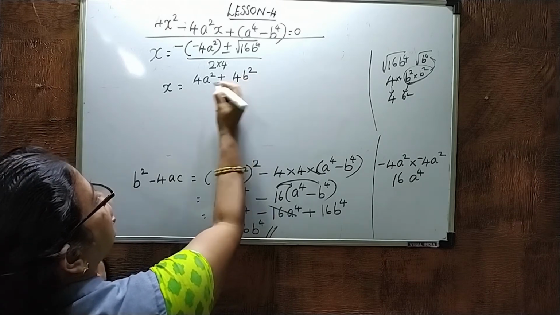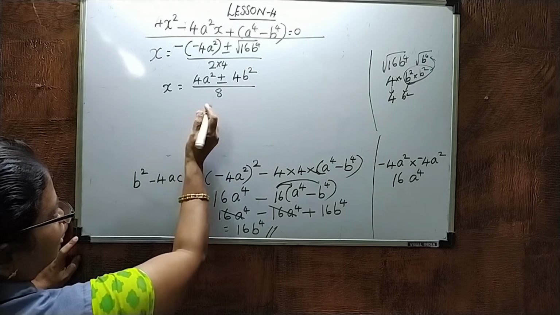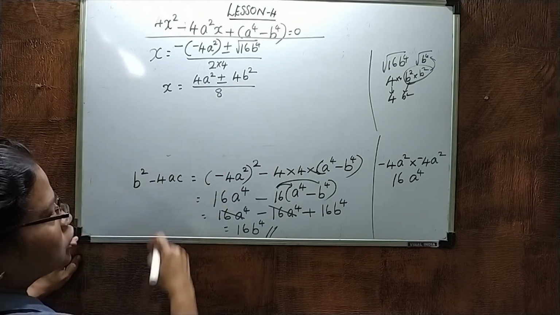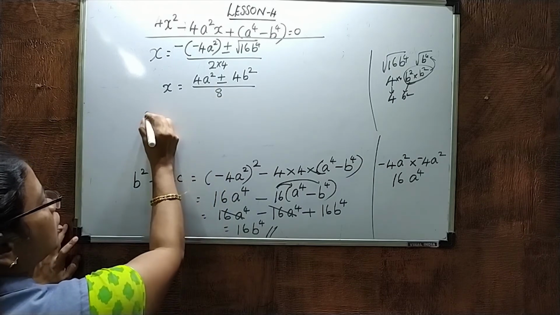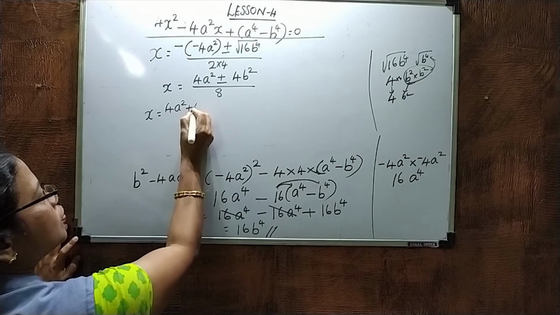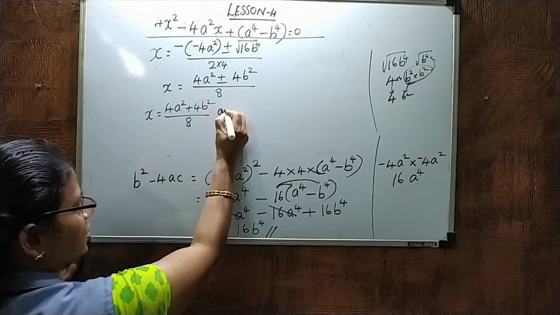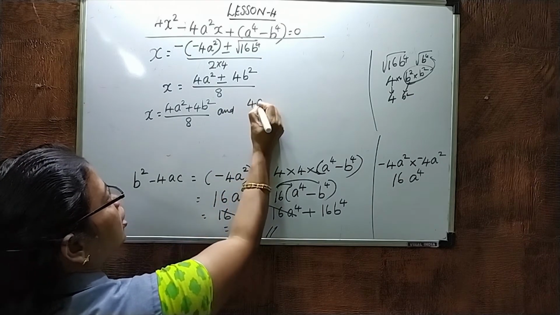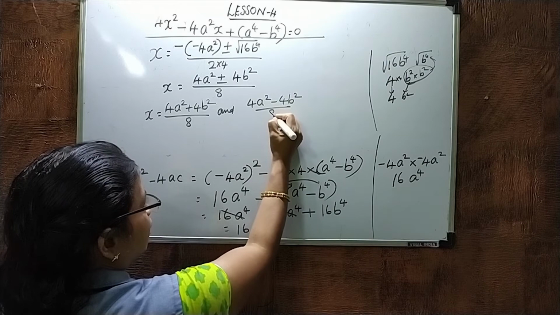4b square the whole divided by 8. Now, what is the next step then? Here 4 is common. So before that we will write it as split. We will split here plus and minus. So x equals 4a square plus 4b square the whole divided by 8 and 4a square minus 4b square the whole divided by 8.